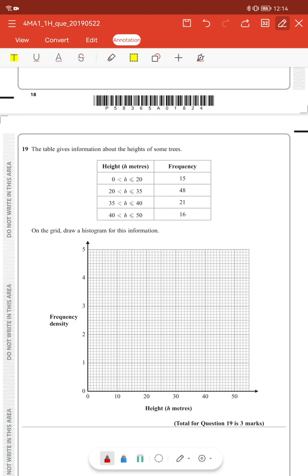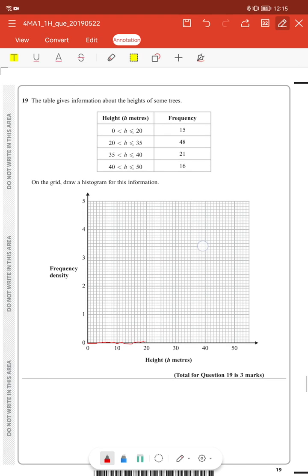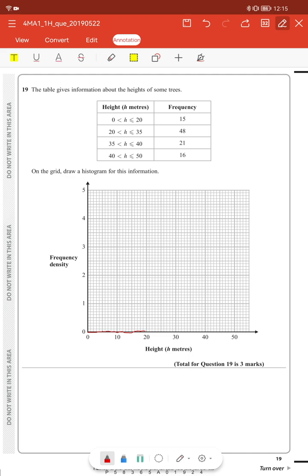So if we were to look at this, we want our area, which here we'd have 0 to 20. And how high are we going to go to get a frequency of 15? So we do 15 divided by 20, which gives us 0.75. So we're going to go to 0.75, which would be here. And we're going to draw a line across like this and come down. And again, this would all be shaded.